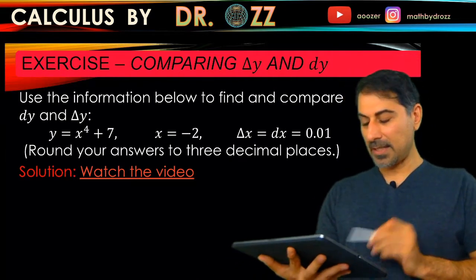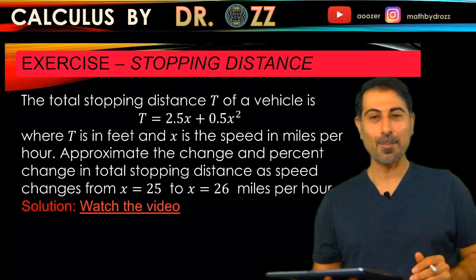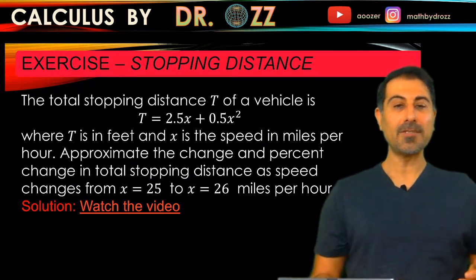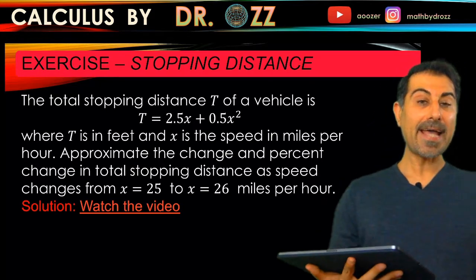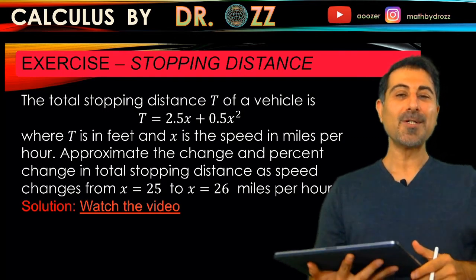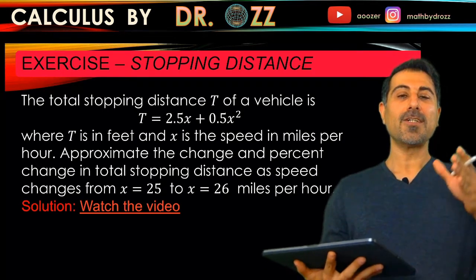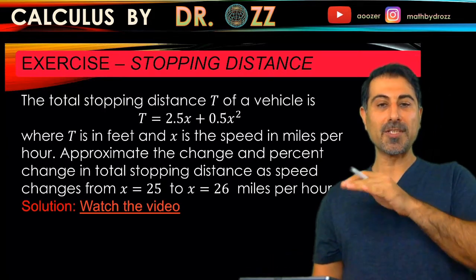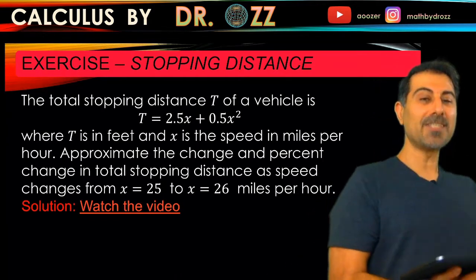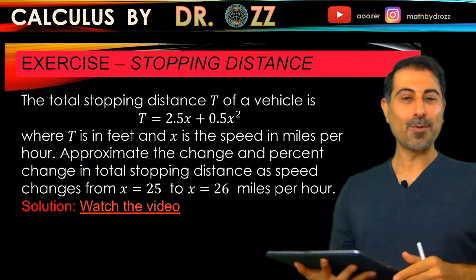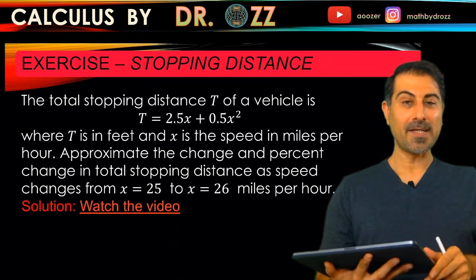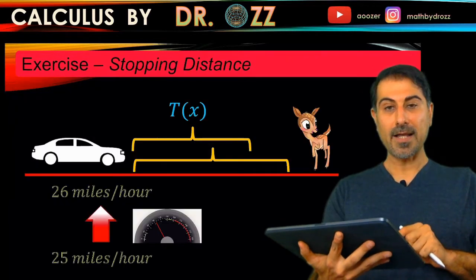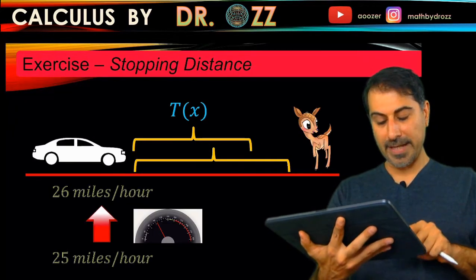In the second example, which is a very cool application example, you have the total stopping distance of a vehicle provided as a quadratic function of x, where x is your speed in miles per hour. The question is how your stopping distance changes if you change your speed from 25 to 26 miles per hour. Even 1 mile per hour change may change your stopping distance substantially, and that's exactly what we're going to talk about in that video. Please check that. I have cool pictures over there. Please go through that by yourself.